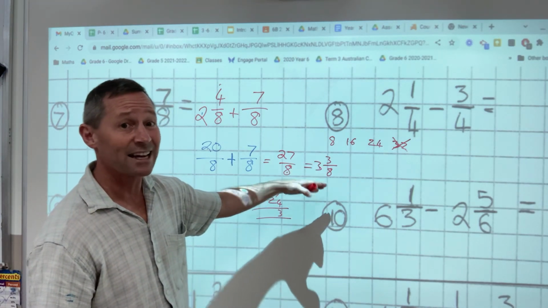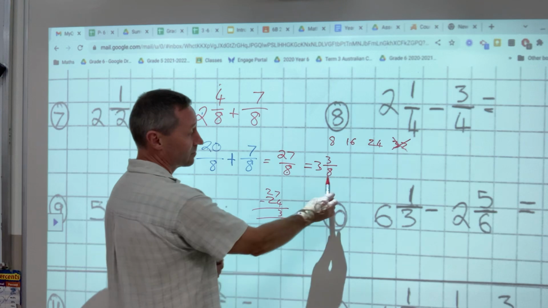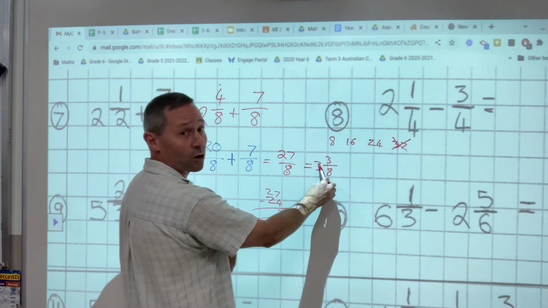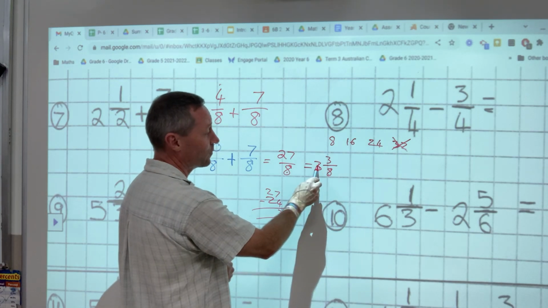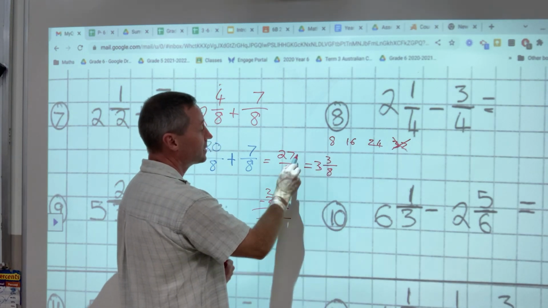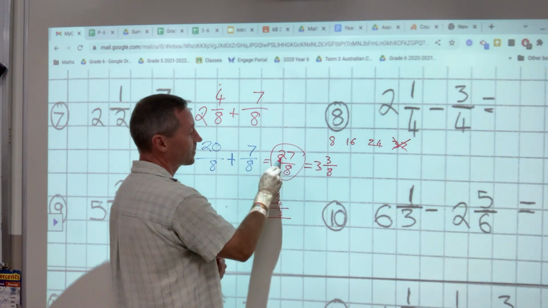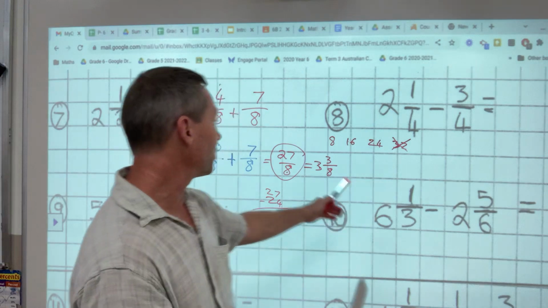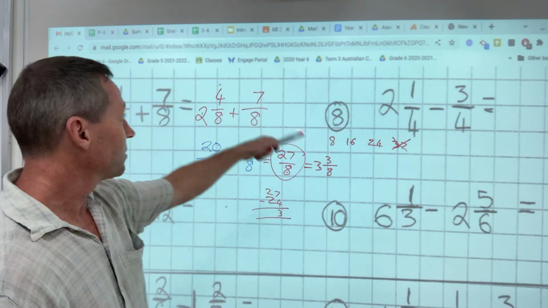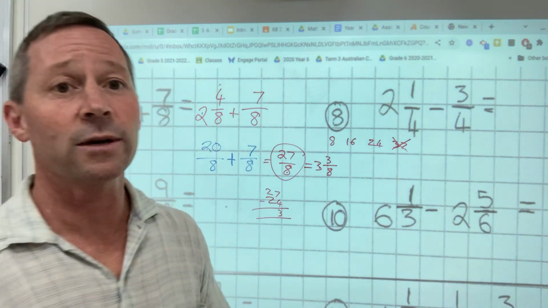If I want to turn this back into an improper fraction, it's denominator multiplied by the whole plus the numerator. So 8 times 3 is 24, plus 3 is 27 over 8. Same sort of situation, you can choose either way to do these other fractions as well.